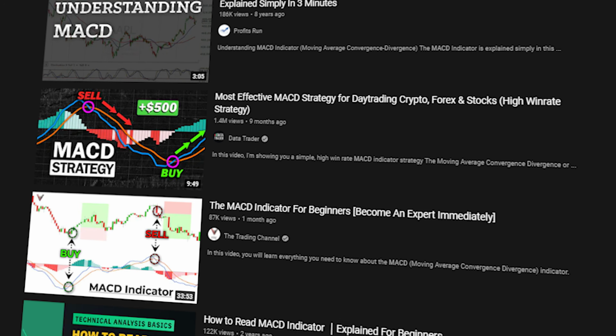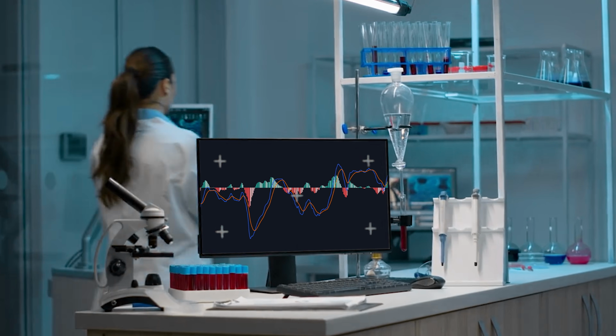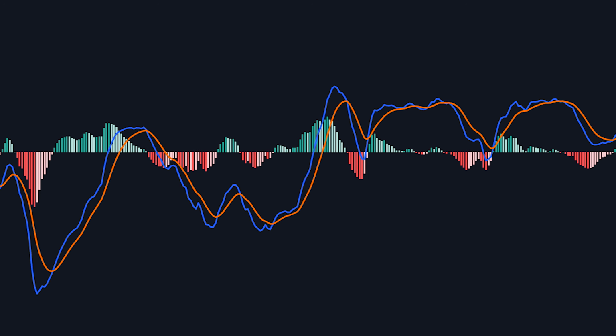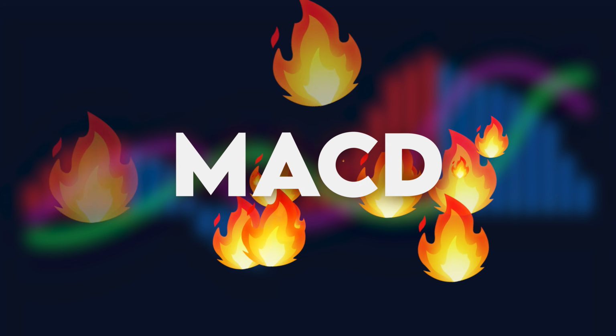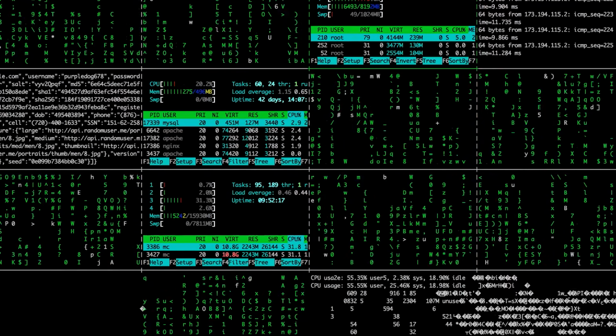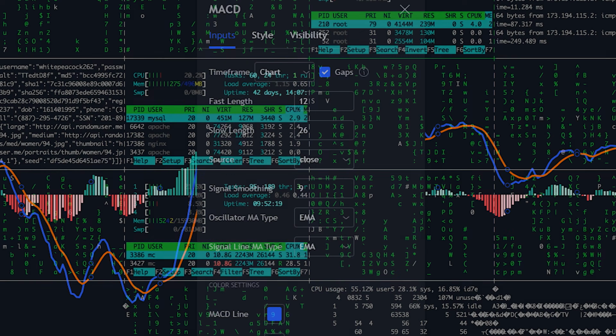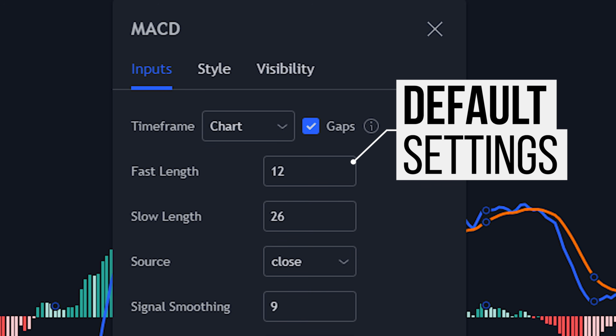I watched hundreds of videos, read tons of articles, trying to learn as much as I could about the MACD, and to my surprise, I actually learned a lot of stuff I didn't know before. I even backtested the MACD on real past market data to see if it lived up to all the hype and to see if it actually made money or not. And just as a heads up, I even backtested to see what the best settings were for the MACD. And just as a quick hint, it's not the default settings.